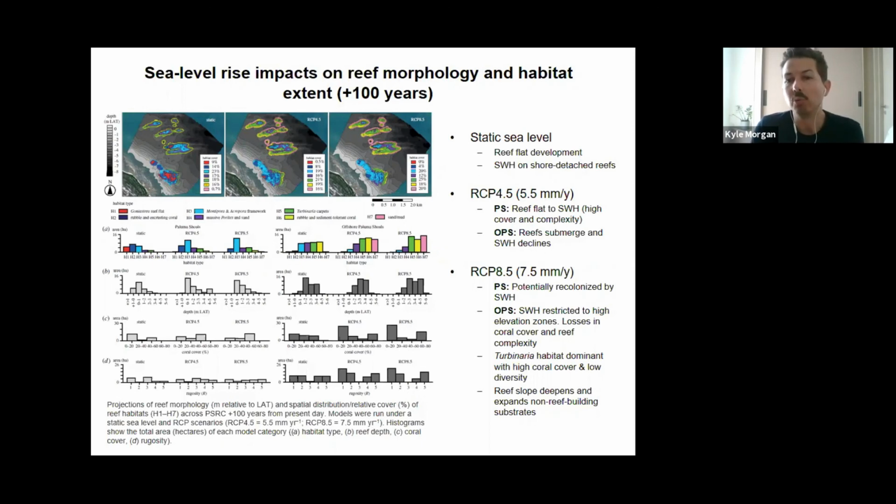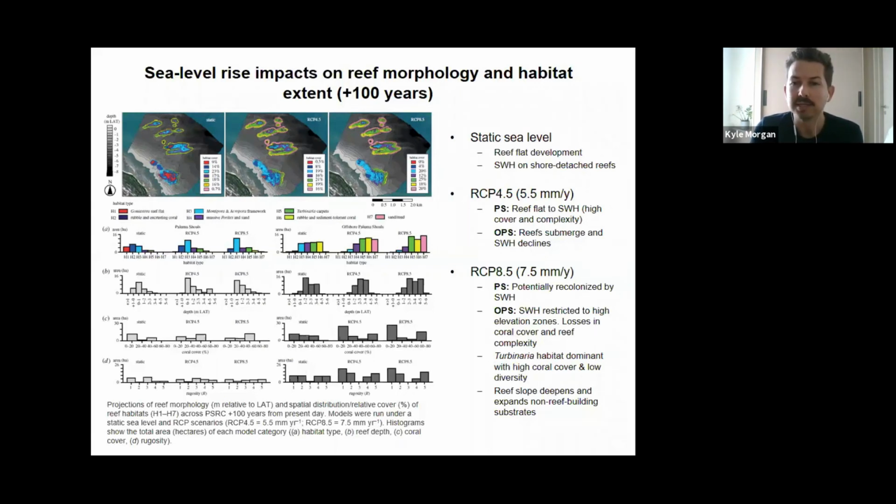If we look at RCP 4.5, the reefs that are shore attached, so close to the coast, which is the middle panel, reef flats are going to then transition likely to shallow water habitats. So we may get a transition of what is typically a low coral cover habitat to a high coral cover and high complexity dominated habitat in the future. The offshore sites, we may see reefs becoming increasingly submerged as water depths rise, and we may see declines in the same shallow water habitat at these offshore sites, and these locations being dominated by more sandy, muddy, sediment tolerant taxa.